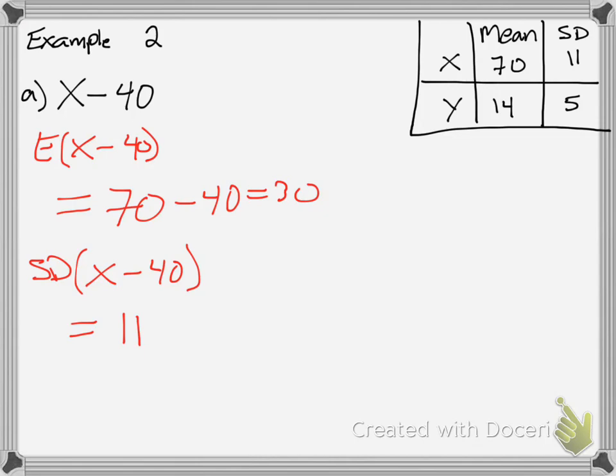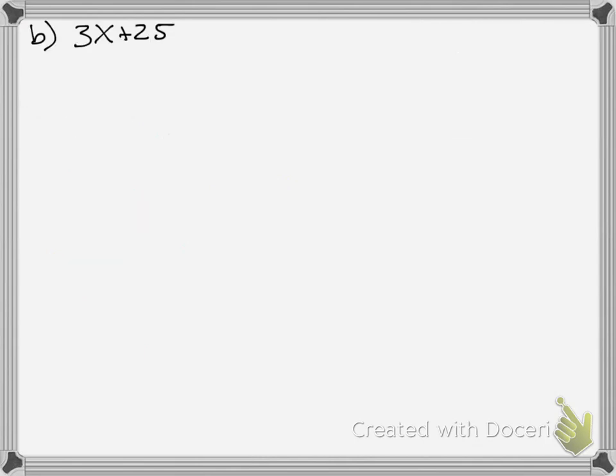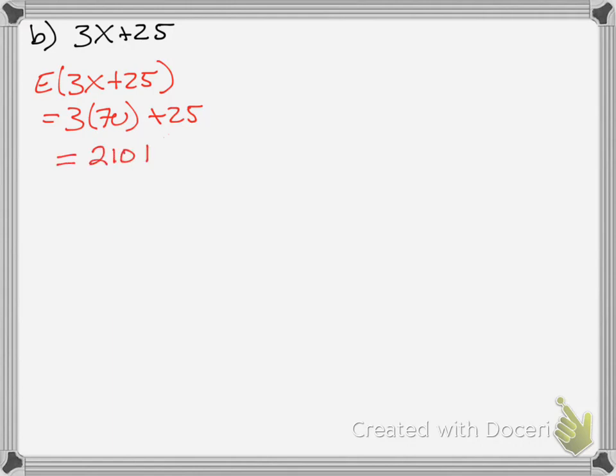The standard deviation does not change our measure of the spread. All right, now for part B, we're looking for 3x plus 25. So our expected value of 3x plus 25 is going to be equal to, well, we have a scalar, so we have to multiply that. So 3 times our mean, which was 7, plus 25. So again, since it's a constant, we do have to add that to our mean, our expected value. So we get 210 plus 25, which gives us an expected value of 235.